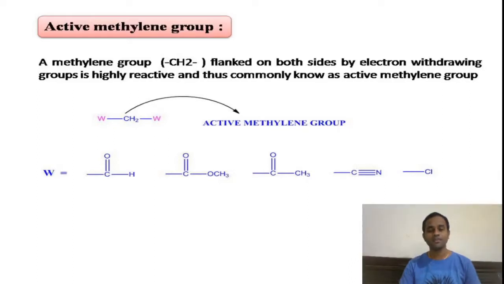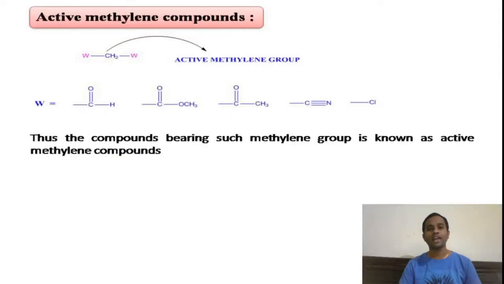Here the withdrawing groups may be aldehyde, ester, keto, cyano or halide groups. Usually double bond containing functional groups will act as withdrawing groups, right? Coming to the active methylene compound, the compounds containing such active methylene groups are known as active methylene compounds. The compounds having an active methylene group in them are called active methylene compounds. You can see here this is an example of an active methylene compound, and that CH2 group is called the active methylene group. The compound is called an active methylene compound, right?